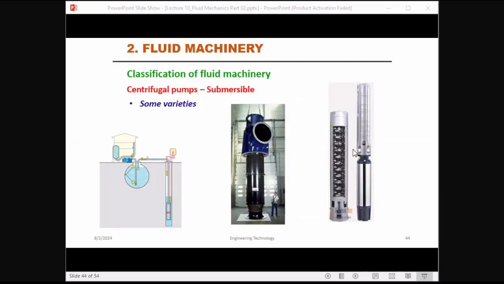Here you can see centrifugal submersible pumps. Why do we need a centrifugal submersible pump? What are the applications? What is the meaning of a submersible pump? Can you explain about the submersible pump?